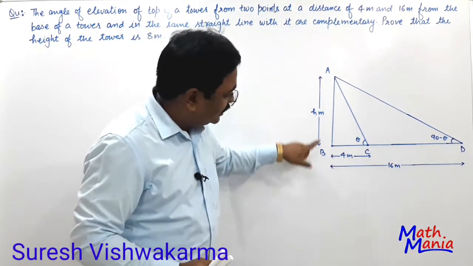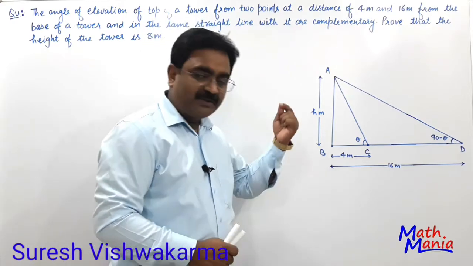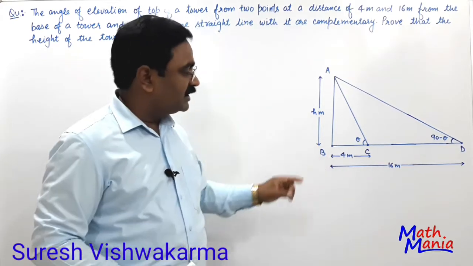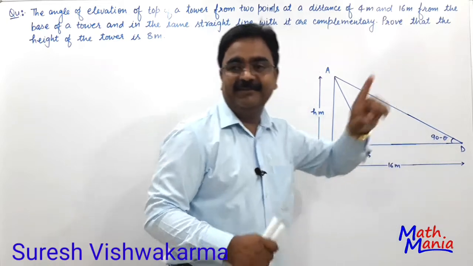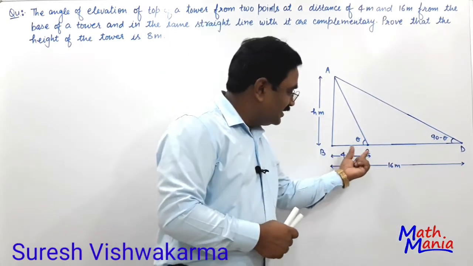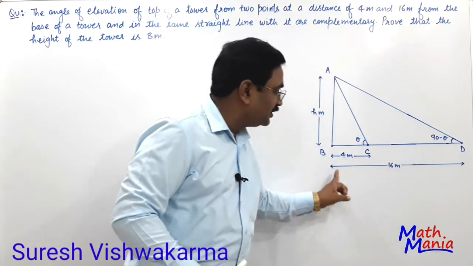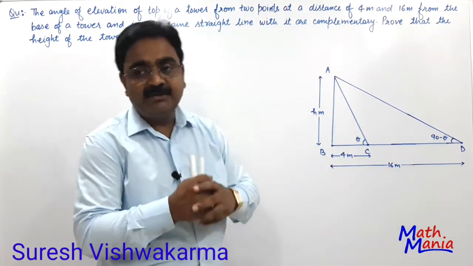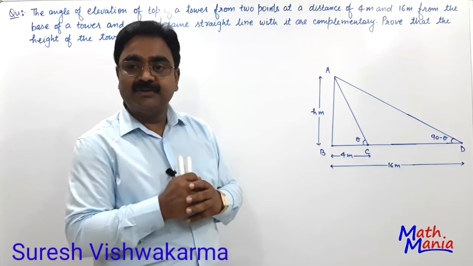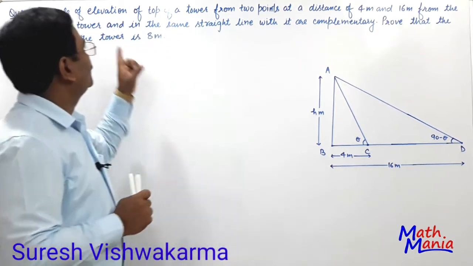So let AB be the tower. So B is the base of the tower. From this base of the tower there are 2 points C and D we are having. Point C is 4 meter away from the base and point D is 16 meter away from the base of the tower.